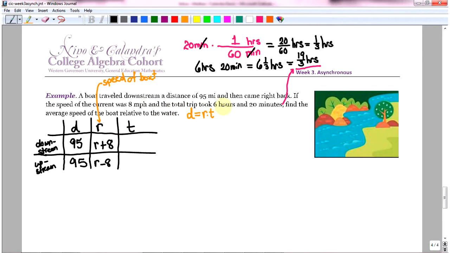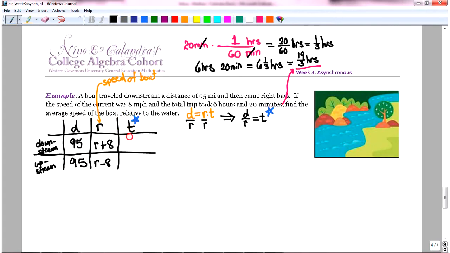Now we know that the total trip took 6 hours and 20 minutes, but I don't know how much time was traveled upstream or downstream. Since we cannot fill in those columns with a specific number, we can use our formula to figure out an expression for time. If I divide both sides of my equation by R, that gives me a formula for T: distance divided by rate is equal to the time. So we're going to plug that in here.